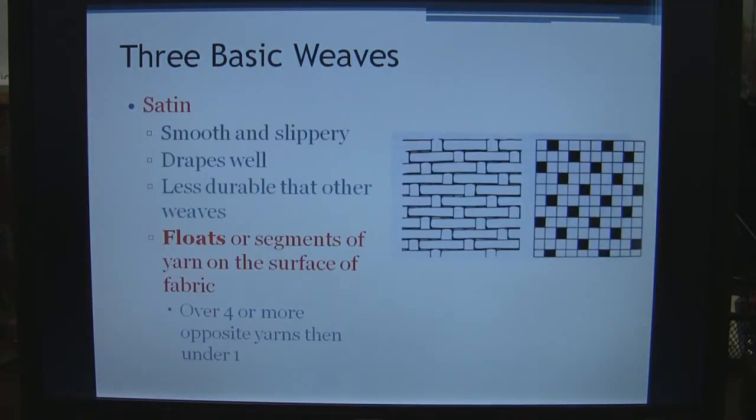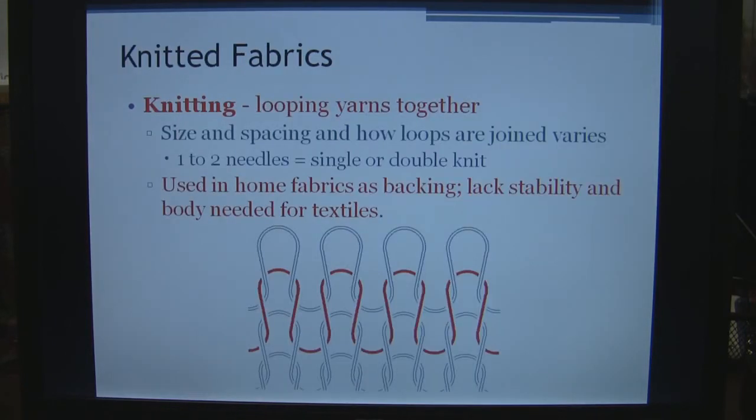And then there is satin weave. This is very smooth and slippery. It drapes well, but it is less durable than the other weaves. Knit fabrics, these would be for your t-shirts. Knitting is basically looping yarns together.